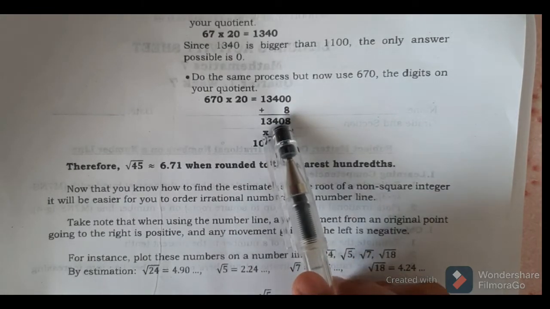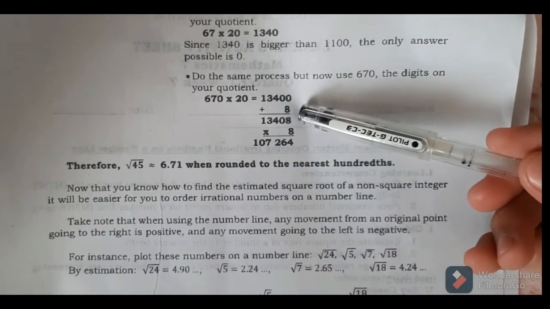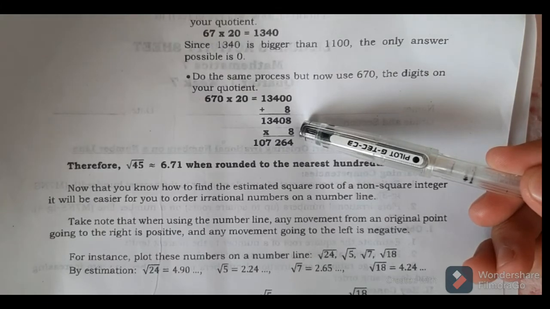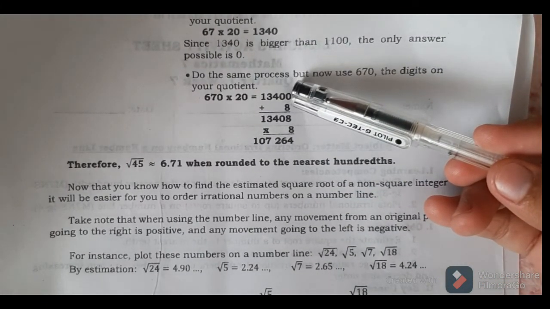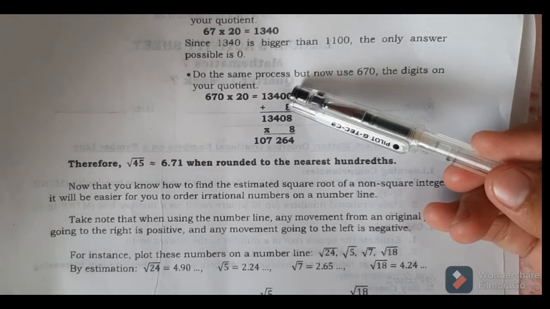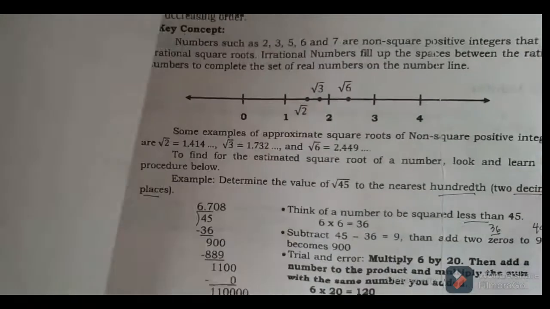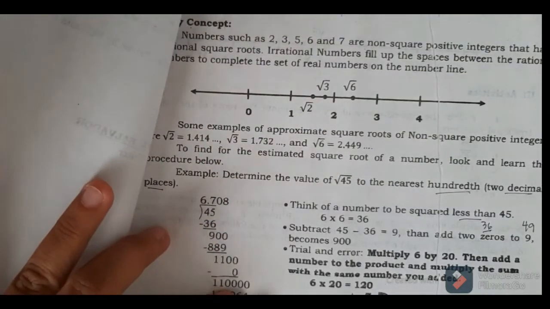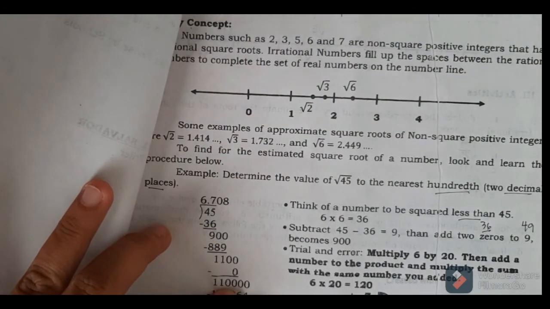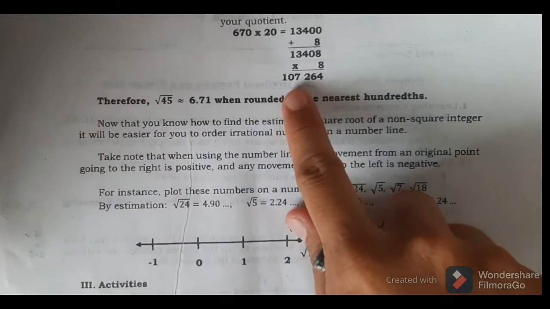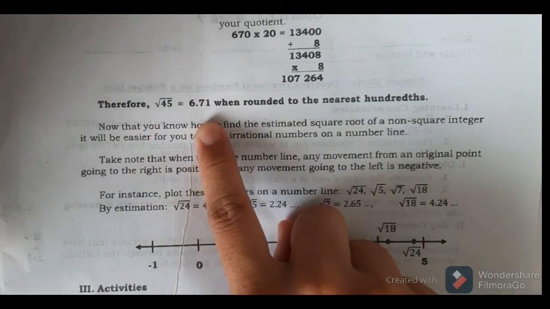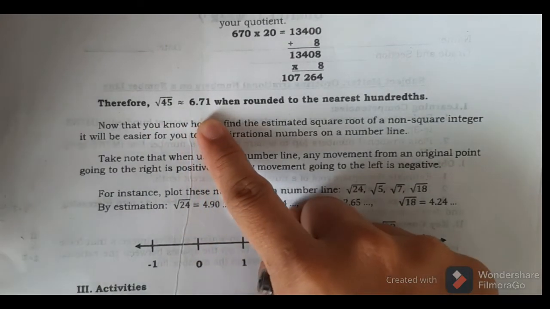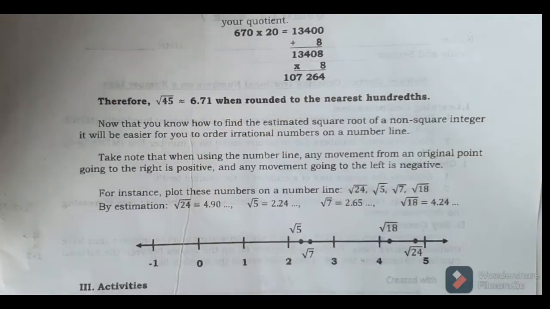13,400. Ayan. So, nag-add tayo ng 8. Nag-multiply naman tayo ng 8. Then, since less than 13,400 siya, ayan, balikan natin. Dahil nag-add na naman tayo ng 2 zeros, kaya naging 110,000. At ito is less than 110,000. So, therefore, the square root of 45 is 6.71. So, to check your answer, you can use calculator. Okay?